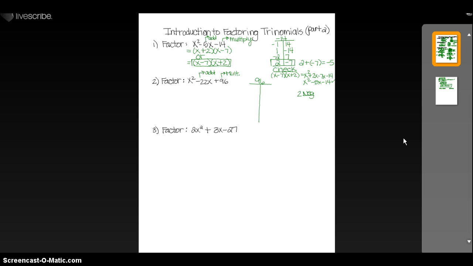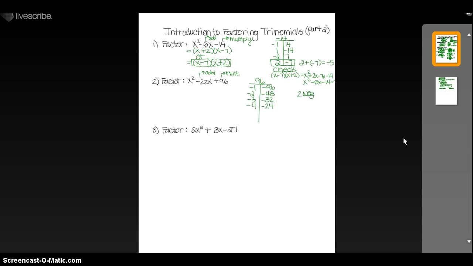All right, so 96, negative 1 and negative 96, but that doesn't add up to negative 22. I could do negative 2 and negative 48, but that's not going to add up to negative 22. I could do negative 3 and negative 32. Those will multiply to 96, but they don't add up to negative 22. I could do negative 4 and negative 24. Those have a product of 96, but they add up to negative 28. So I'm getting closer. Each time when I add those up, I'm getting closer to negative 22.